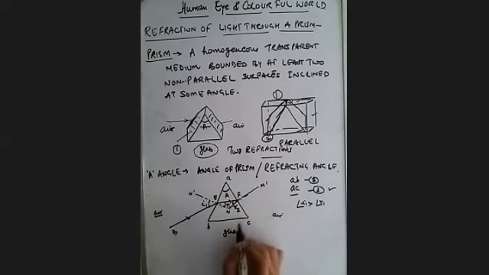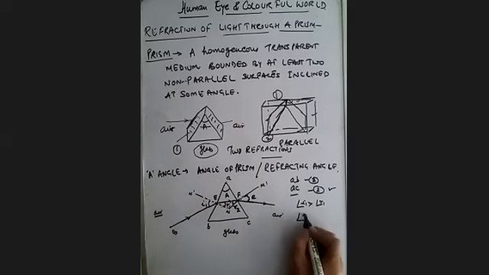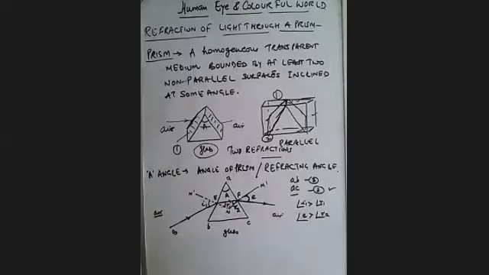Now this is going from a denser to a rarer medium. It will bend away from the normal, making a larger angle. So this angle, that is angle E, is the angle of emergence. Angle E will now be larger than angle R. The two refractions are taking place.